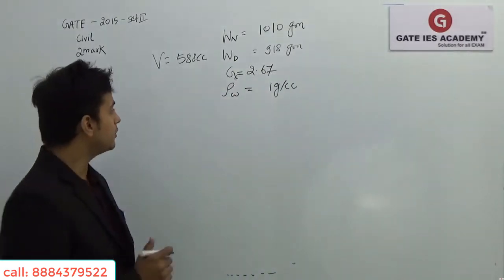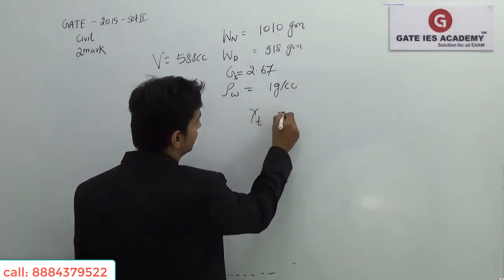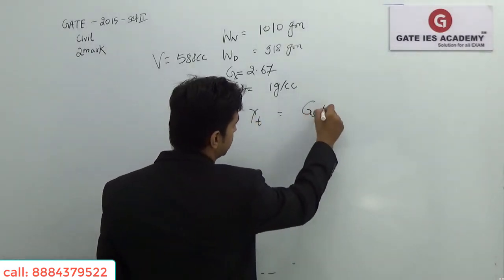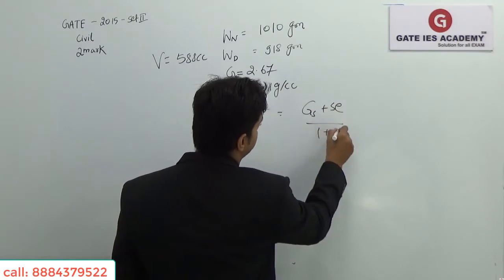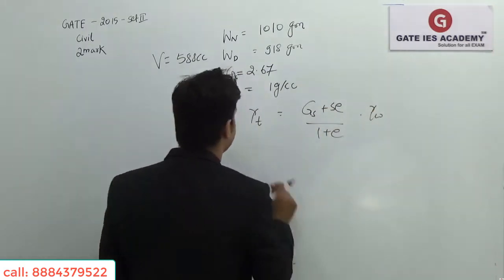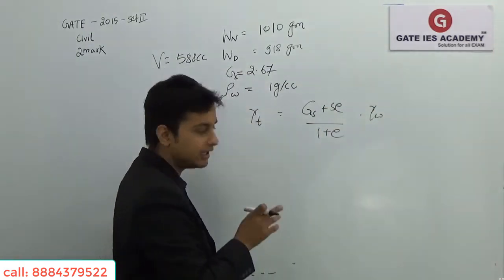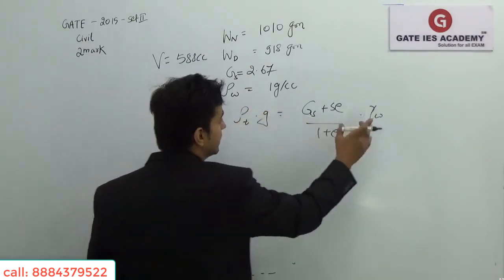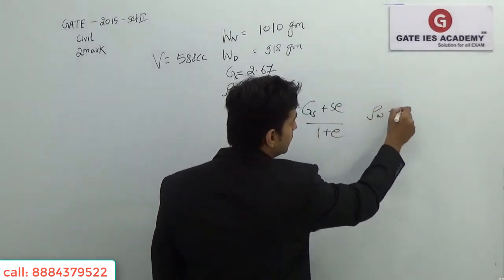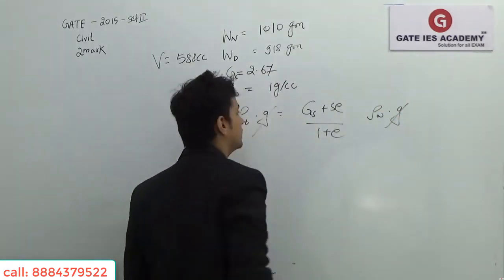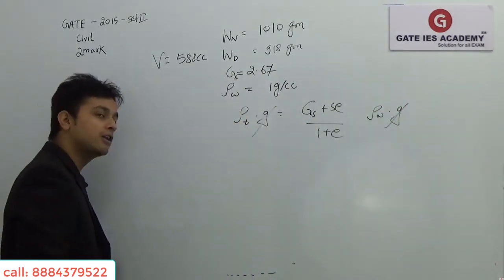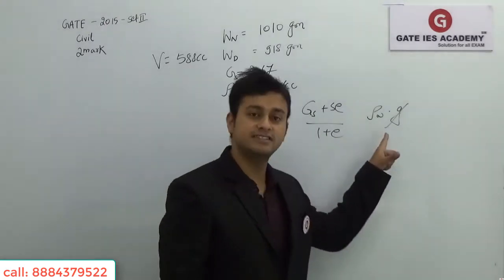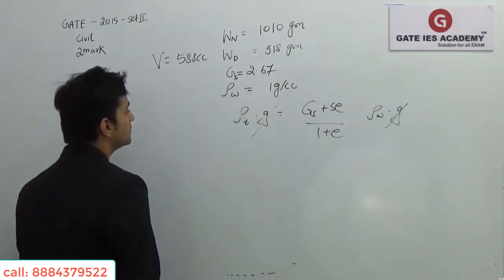Now, I know the formula that gamma T is equal to (GS plus SE) upon (1 plus E) times gamma W. See, gamma T is nothing but rho T into g. This can be written as rho W into g. So these two will cancel out. If you don't multiply that also, you have to keep both of these in the same unit. So here, what is rho T?